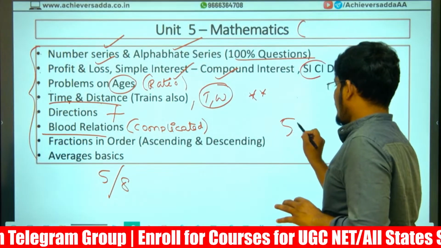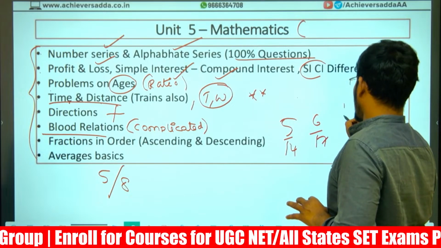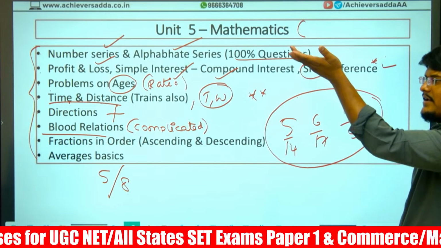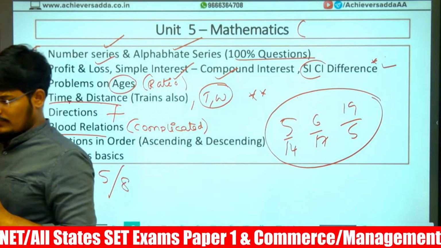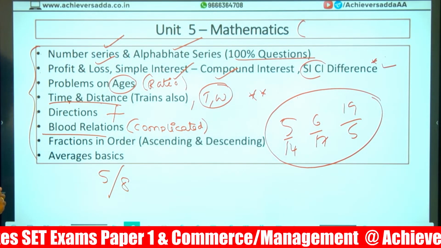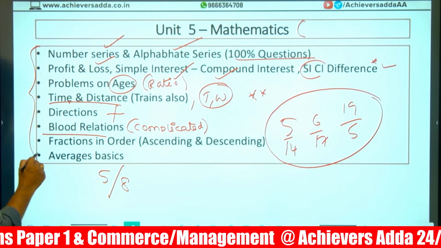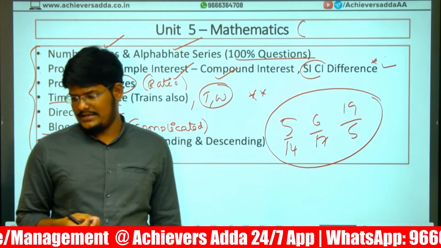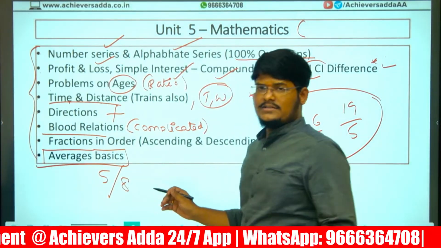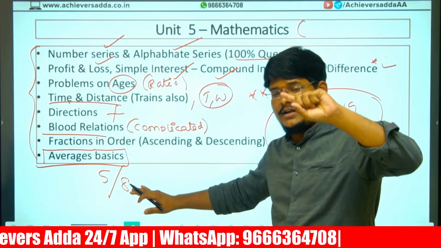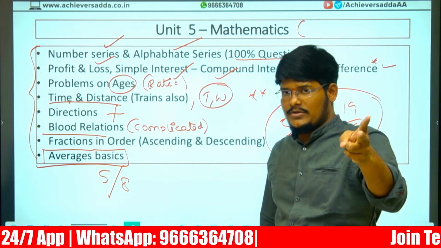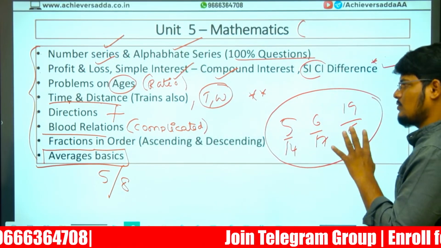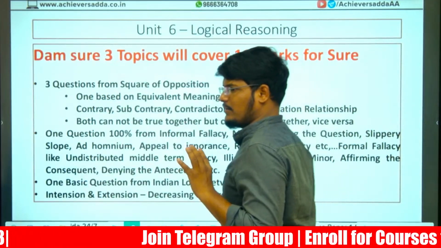Fractions in order. Suppose 5/14, 6/17, 19/5. Arrange all these in ascending order, lowest to highest, or descending order, highest to lowest. That question. And average basics. Average is the sum of all the digits divided by the number of digits, that we generally calculate, right? So we should know average basics. This will be useful in data interpretation. Growth calculation is also used in data interpretation. So if you learn here, it will be useful for unit 5 and unit 7, both. So cover these mathematics topics to get your 5/5 questions.